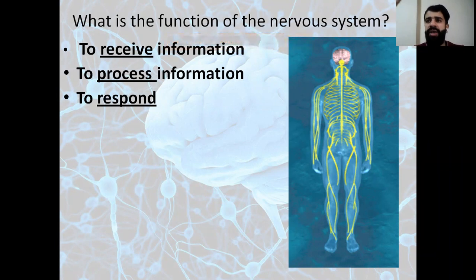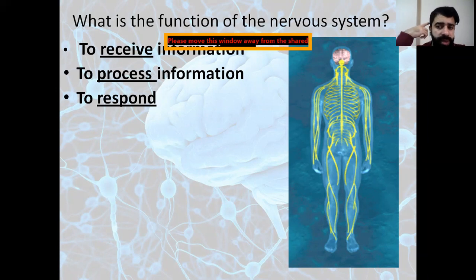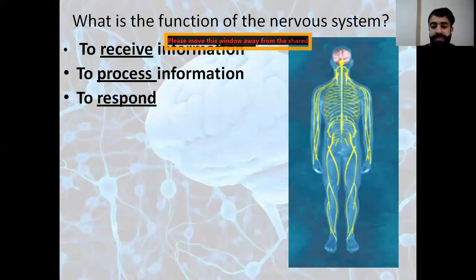For example, I saw, let's say, a lion. I saw the lion using my eyes, so the message is going to be transmitted from my eyes, which are the sensory organs, toward the brain, which has to process the information, analyze it, and take the response. I have to run, for example. So this is the response. This is the function of the nervous system.